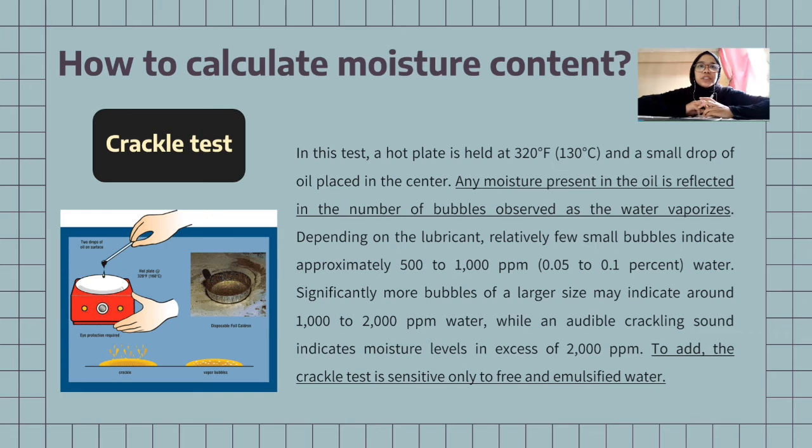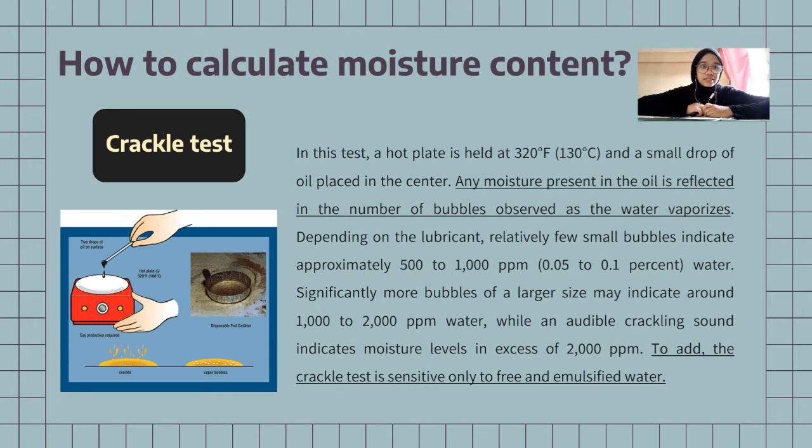So how to calculate moisture content? We can use the crackle test, where in this test a hot plate is held at 130 degrees Celsius and a small drop of oil is placed in the center. Any moisture present in the oil is reflected in the number of bubbles observed as the water vaporizes.